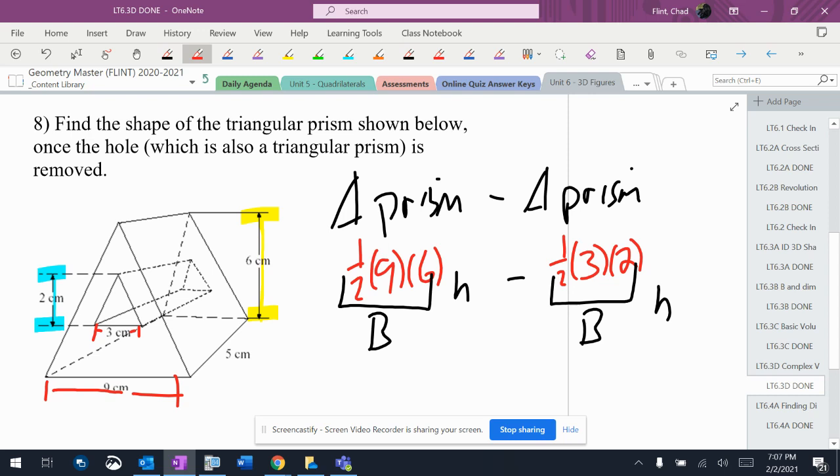Okay, so that is the shape, and remember, for a prism, it has to have 2 bases that are identical and parallel, they don't touch. Okay, and in a triangular prism, the base is the triangle. Okay, so 1/2 times 9 times 6 for the big triangular prism, 1/2 times 3 times 2 for the little one for the base. Now, how tall is it?